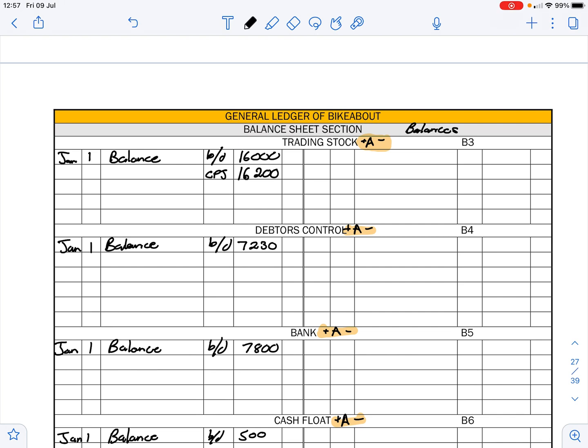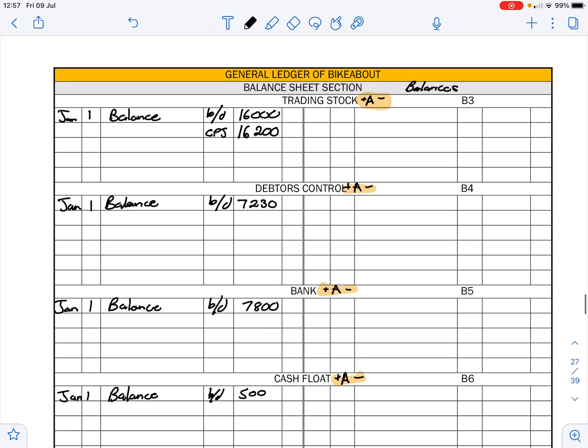16,200 Rand is the amount of stock that we purchased further. Because we purchased it for cash and we now have it, our contra account we use as bank, and because trading stock has its own column, we use the last day of January, which should be the 31st.